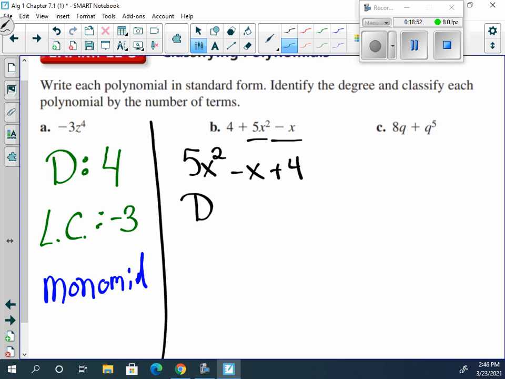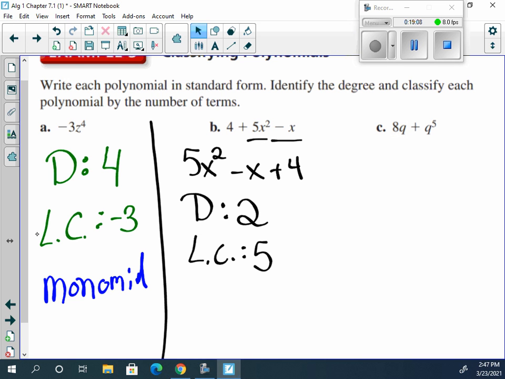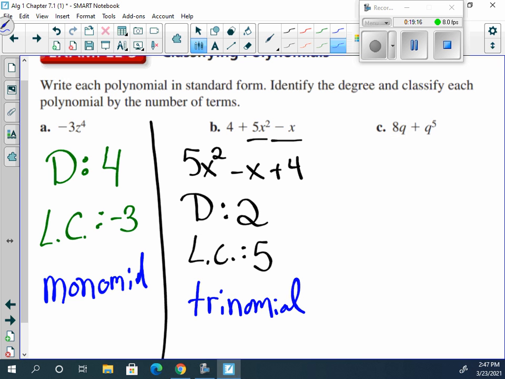Now the degree for this here would be 2. The leading coefficient, which you didn't ask for, would be 5. It's the number in front of our x squared. And how would we classify this? Trinomial, because tri means 3.